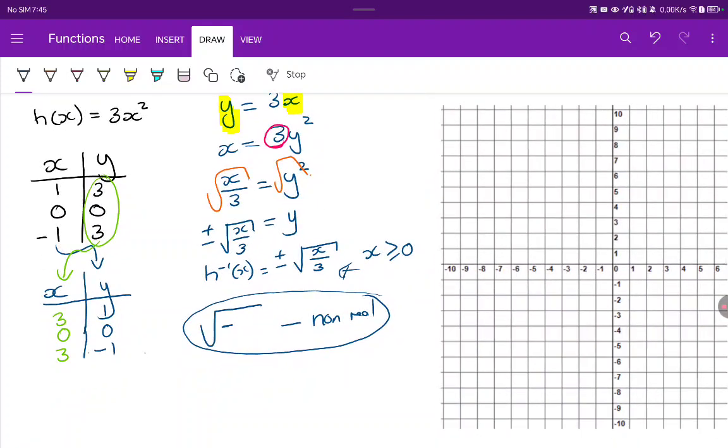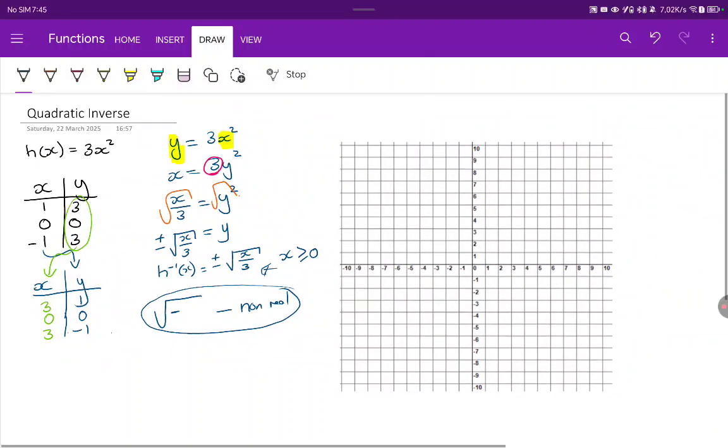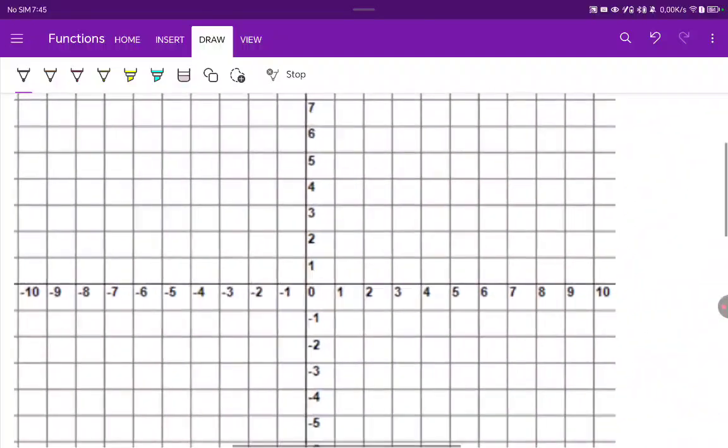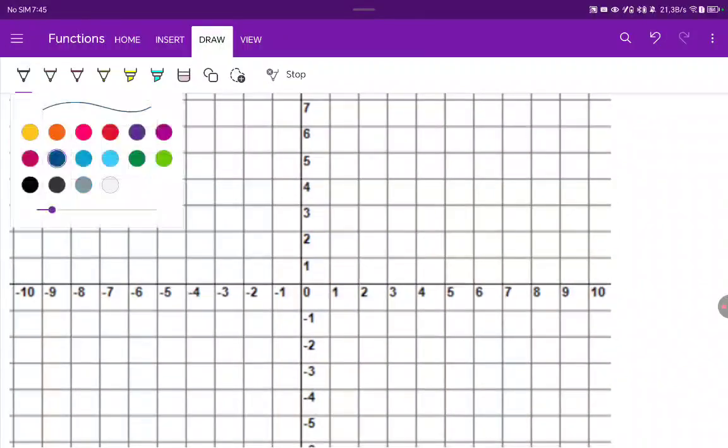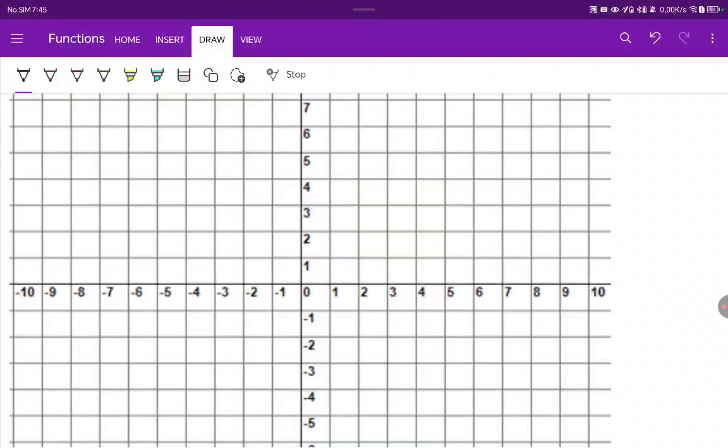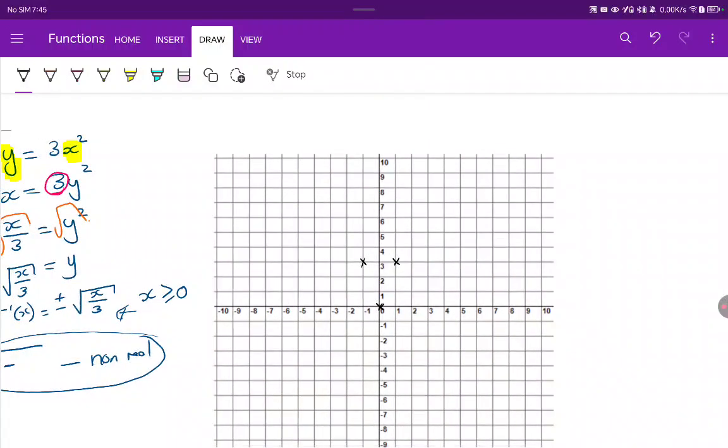Okay, so for the inverse function, you just take the regular function and swap everything. Swap x and y in the formula. Swap x and y for your plotting. Okay, so let's do the black one. We're doing 1, 3, 0, 0, -1, 3. So I'm going to go in black. 1, 3, 0, 0, -1, 3. This is a quadratic, and it looks like this. Oopsie.